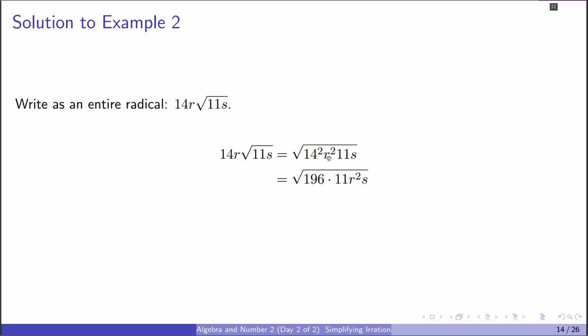R and s are two different letters. That makes them two different variables. So they cannot be combined. We don't have an r cubed or an s cubed here. It is r squared s. Now 11 times 196 is 2,156. So the square root of 2,156 r squared s is our entire radical.